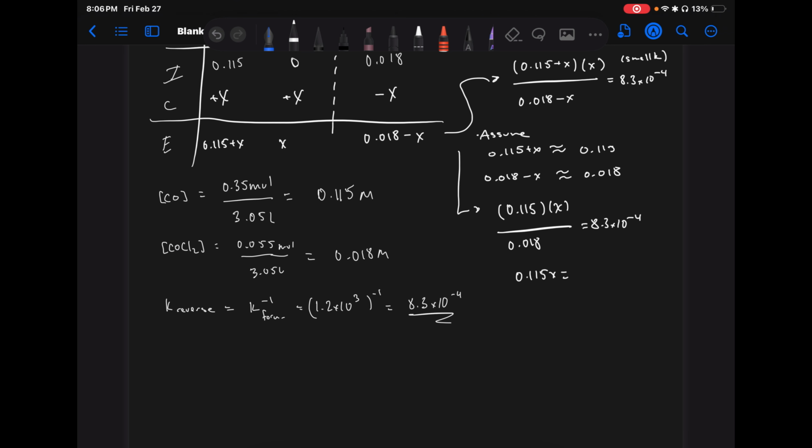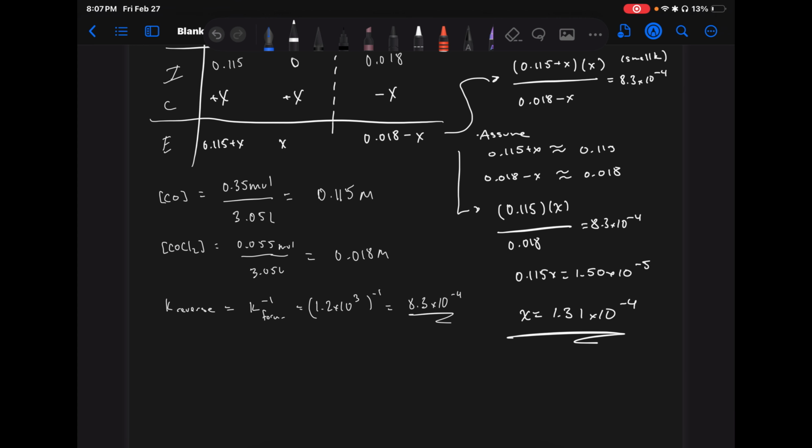I pre-entered these into my calculator, but now I can't find the right value. It would be 1.50 multiplied by 10 to the negative 5, and then x would just be equal to 1.31 multiplied by 10 to the negative 4. So this is our x value here.